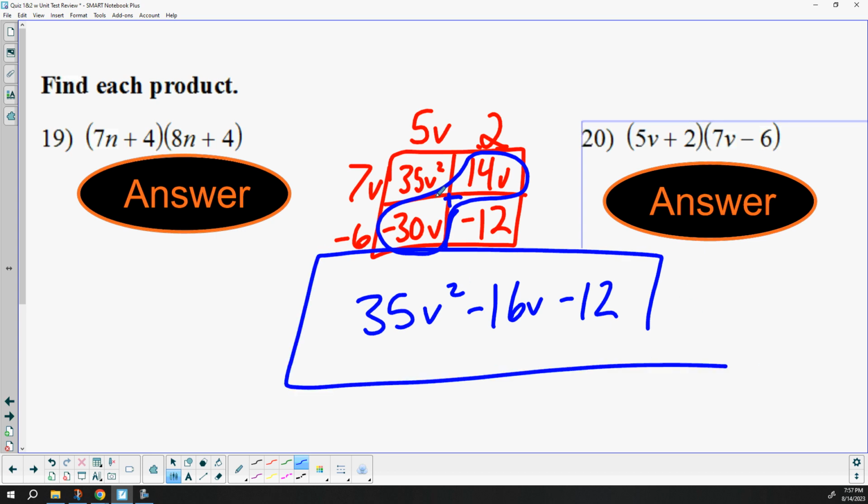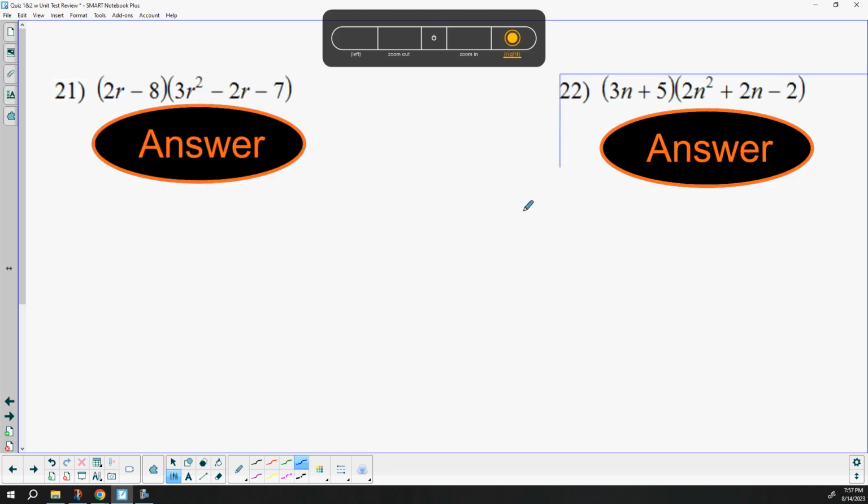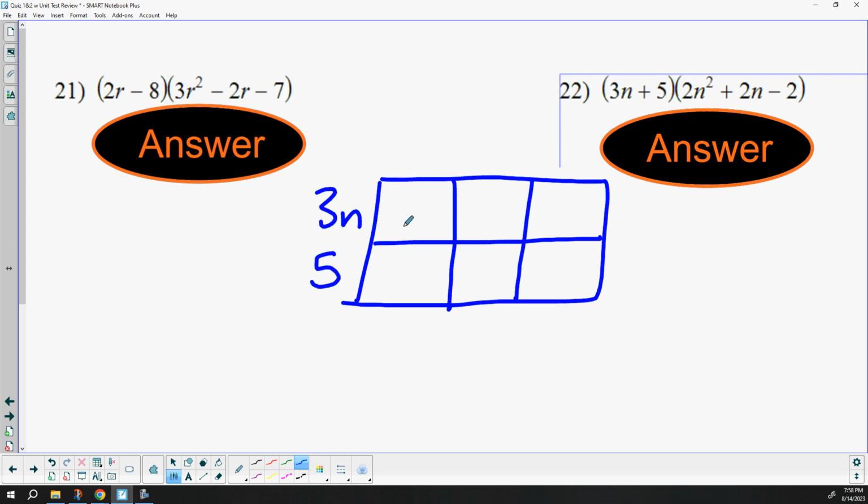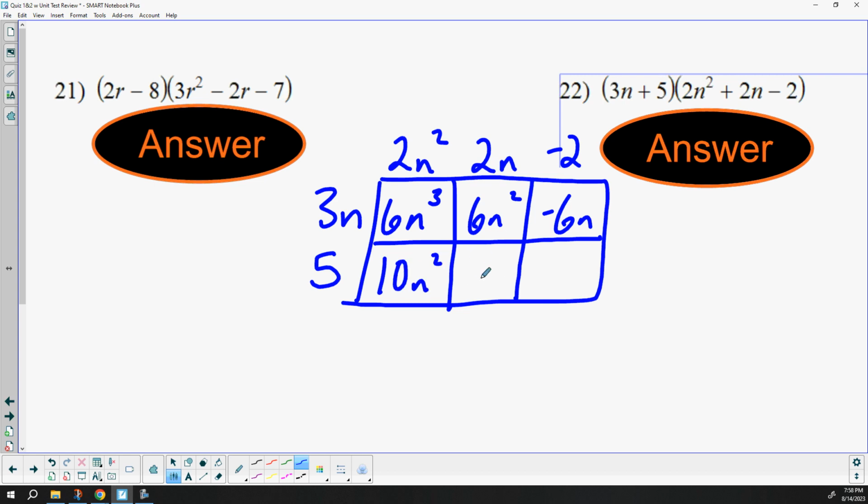Again, multiply your squares. Trinomial, told you that was as hard as it's going to get, but you can do it. Binomial, 3n, 5, 2n squared, 2n minus 2. 2 and 3 make 6n cubed. 2 and 3 make 6n squared, and negative 6n. 5 and 2 make 10. Don't forget the n squared part. 5 and 2 make 10. And 5 and negative 2 make negative 10.